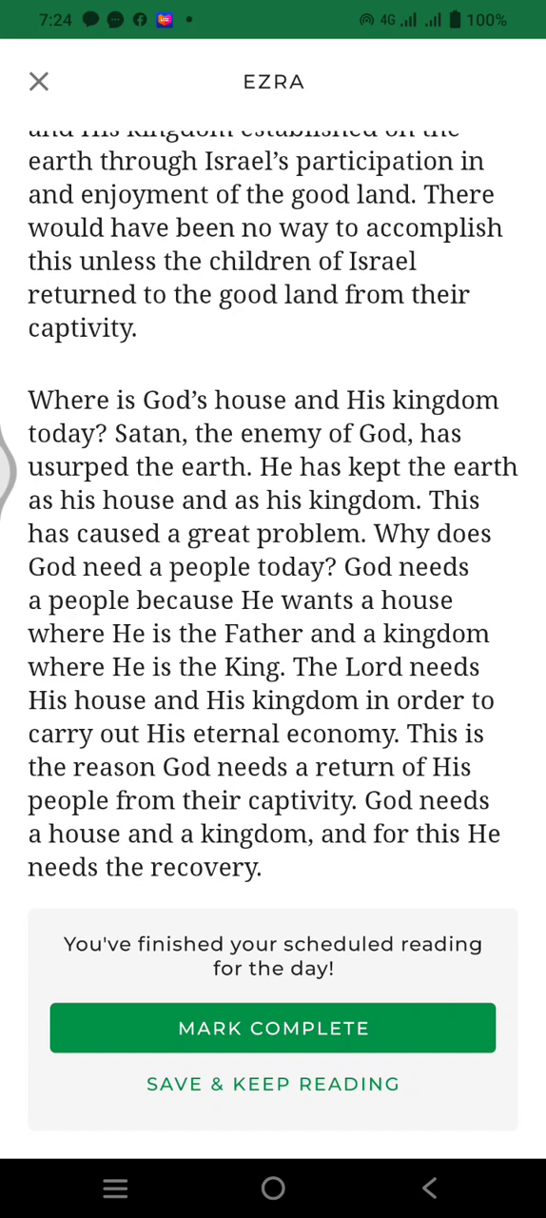Why does God need a people today? God needs a people because he wants a house where he is the Father and a kingdom where he is the King. The Lord needs his house and his kingdom in order to carry out his eternal economy. This is the reason God needs a return of his people from their captivity. God needs a house and a kingdom, and for this he needs the recovery.